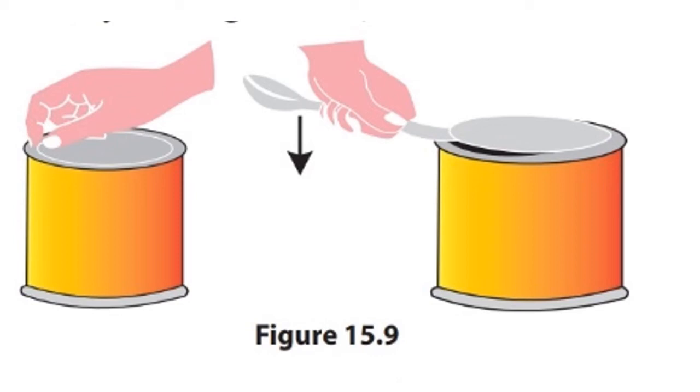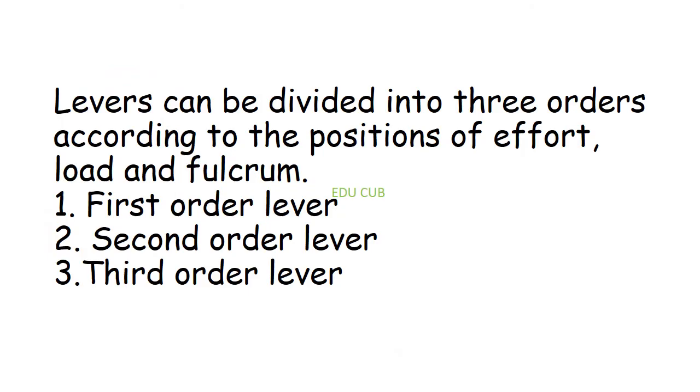Consider the position of the fulcrum of the levers mentioned here. It is positioned between the effort and the load. Let us consider the following situation where the effort arm is greater than the load arm. Levers can be divided into three orders according to the position of effort, load and fulcrum: first order lever, second order lever, third order lever.